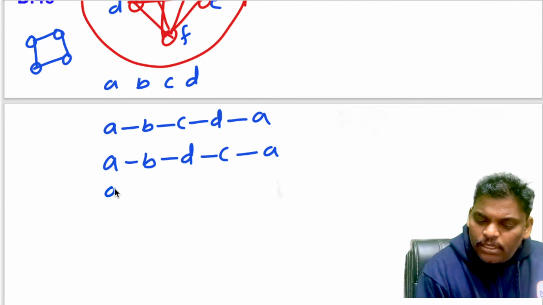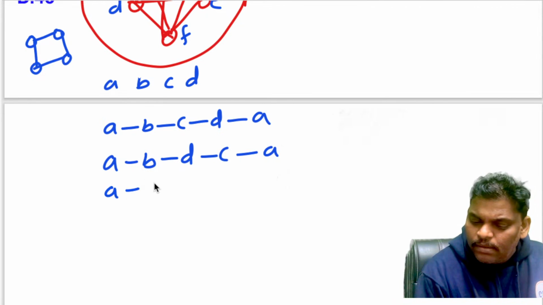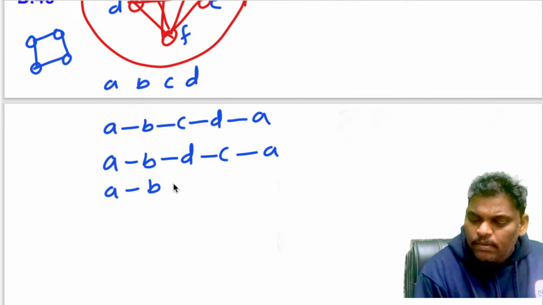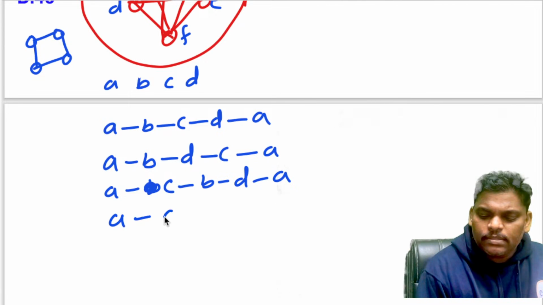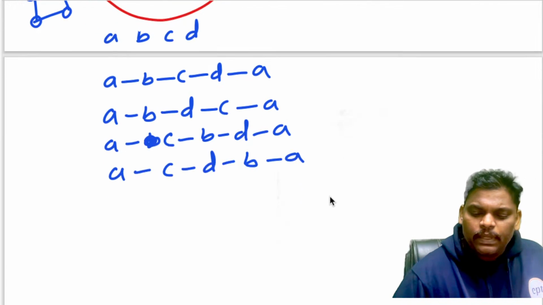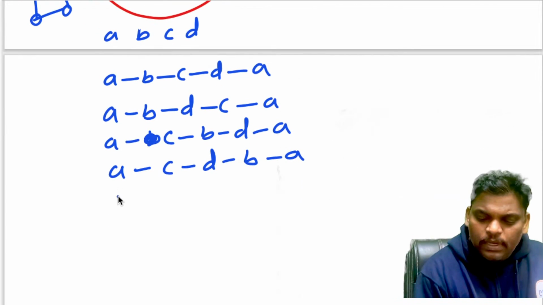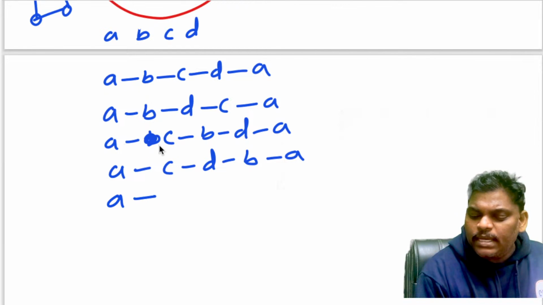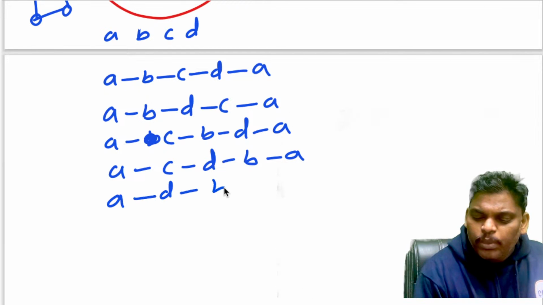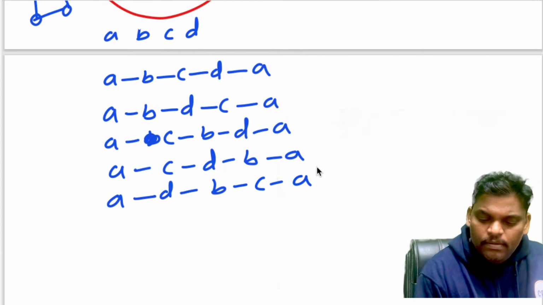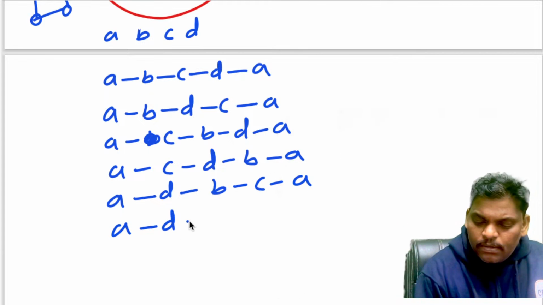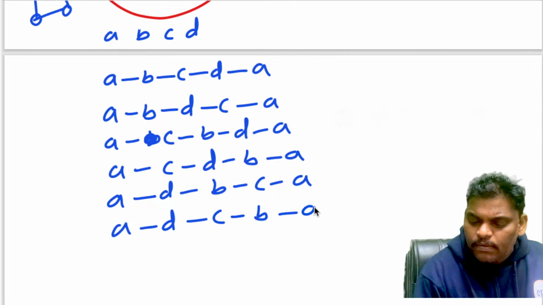One more thing. A, B, B we already did, I think. A, C, B, D, A. Next one, A, C, D, B, A. A, B is over, A, C also over. A, D, B, C, A. A, D, C, B, A. Check now.